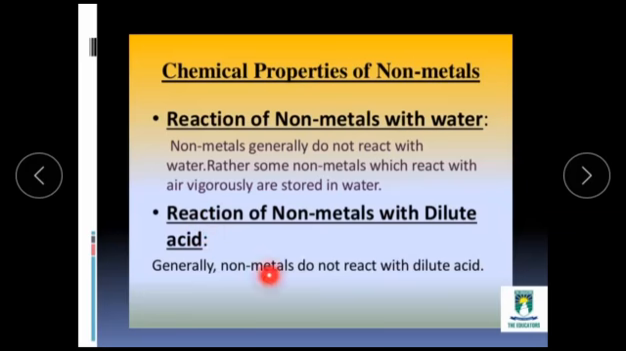So, in the chemical properties of nonmetals, we came to know that reaction of nonmetals with water is not possible. And in the same way, reaction of nonmetals with dilute acid is also not possible. Nonmetals generally don't react with dilute acids.